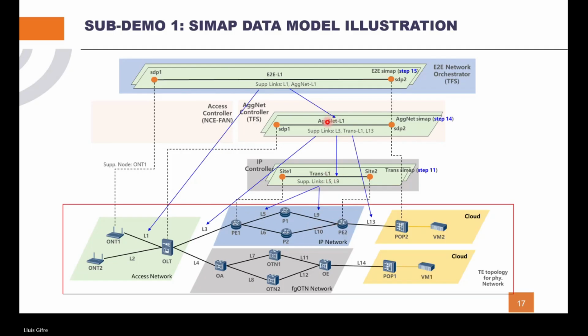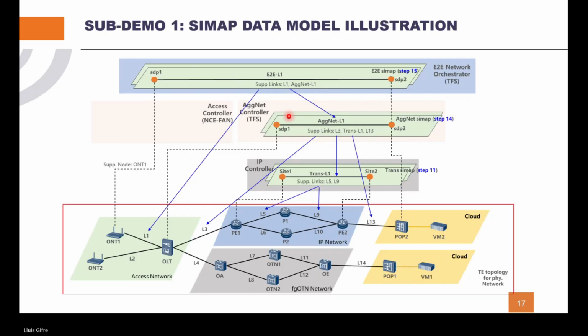At the upper level, I can do essentially the same. I can say, okay, this aggregation network 1 link has these SDP1 and SDP2 connection points that are mapped to the OLT and the POP2. And then the link is supported by the other link in the other sitemap plus the physical link L3 plus the physical link L13. So at the end, you see that I can have a hierarchy of elements and resources where one of them feeds the other.